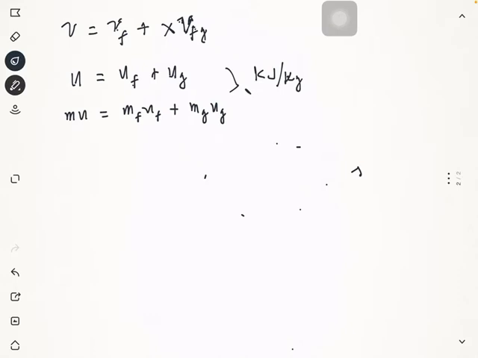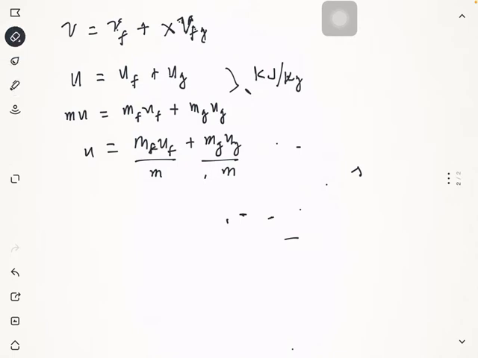So if we divide this by m, the total mass, we have mf uf plus mg ug, divided by m, giving us the small letter u. We know that the total mass m is mf plus mg, the mass of the saturated liquid and the mass of the saturated vapor.